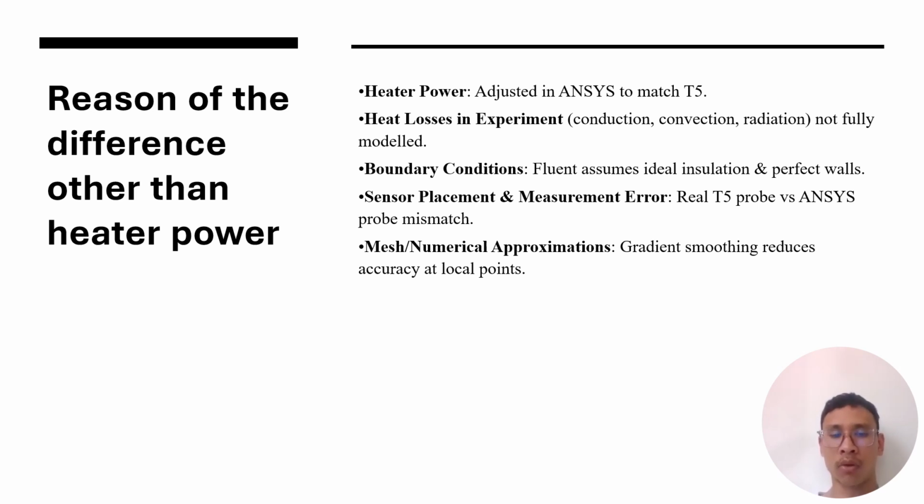Finally, mesh and numerical approximations in ANSYS can smooth out temperature gradients, reducing accuracy at specific local points like T5. Altogether, these factors explain why our simulated and experimental results do not perfectly align, but the trends are consistent and similar, which validates our simulation setup.